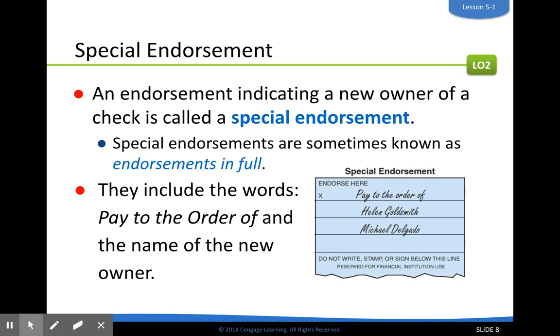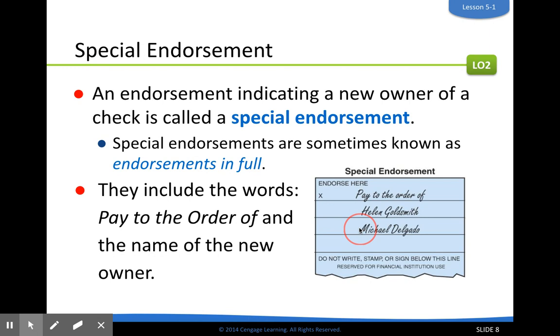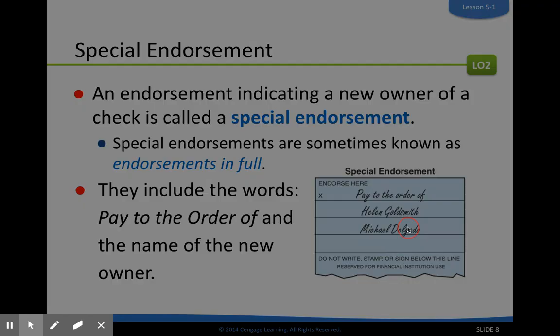This is a pretty interesting one, not as common, but let's say you have a check written. So our check was written to, in this situation, Michael Delgado. So the check was written to him, but let's say he owed Helen Goldsmith money. Instead of Michael Delgado going to the bank, cashing the check, and mailing the cash to Helen, he transferred ownership of the check by saying pay to the order of Helen Goldsmith and then signing his name. That transferred the ownership from him to Helen.